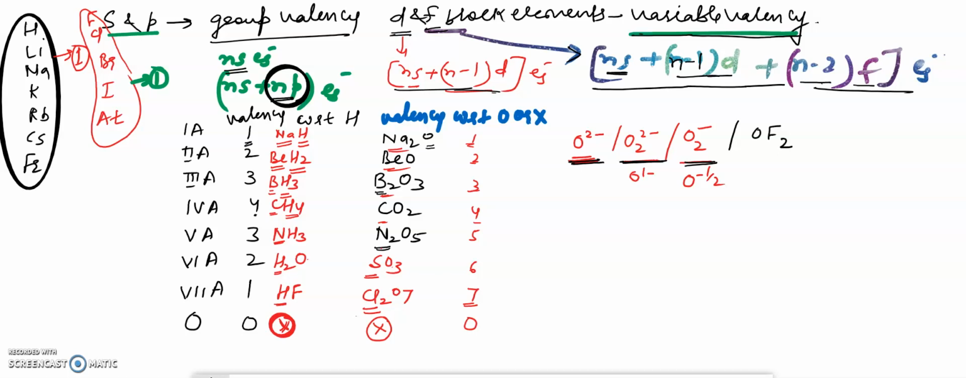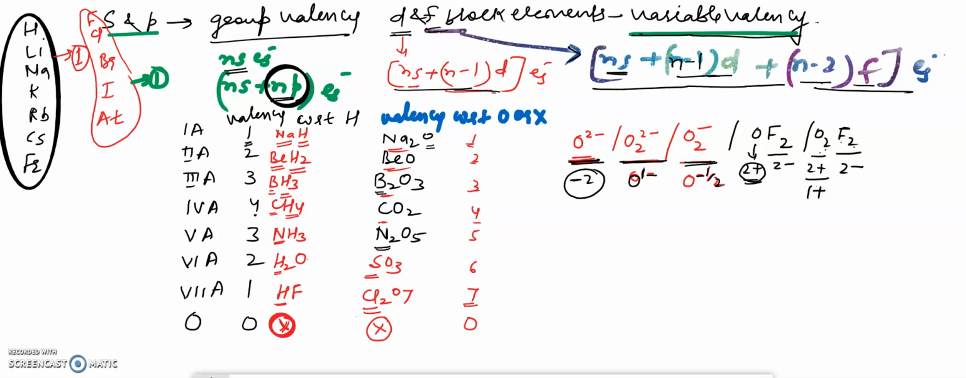In OF2, fluorine is 2 minus in total, so oxygen will be 2 plus charged. Oxidation number will be 2 plus. And in O2F2, the fluorines are 2 minus, so the 2 oxygen atoms will have 2 plus, so 1 oxygen will have 1 plus. See here, in oxide, oxygen is minus 2 charged. In peroxide, oxygen is 1 minus charged. In superoxide, oxygen will be minus half charge. In oxygen difluoride, oxygen will be 2 plus charge. And in dioxygen difluoride, oxygen will be 1 plus charge.